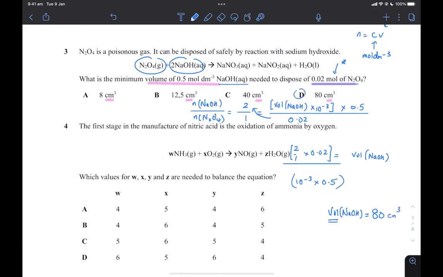So there's 80 there. Okay, so I guess the most important thing you can learn today is how to set up expressions like this, and you will never go wrong again as long as you can do mathematics. All right, next question.